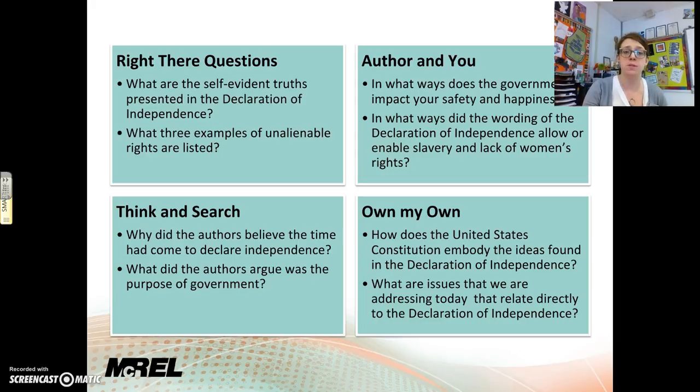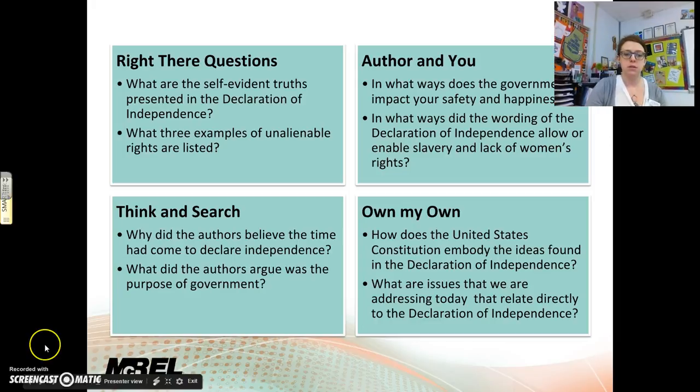So the right there questions are, what are the self-evident truths presented in the Declaration of Independence? What are 3 examples of unalienable rights that are listed? Okay, so those are those right there. They can be lifted directly from the text. The think and search questions are as follows. Why did the author believe the time had come to declare independence? And what did the authors argue was the purpose of government? Okay, these questions can be answered using information directly from the text, but information comes from different sections and must be put together. So these are like right there questions, but you have to kind of weave them together.